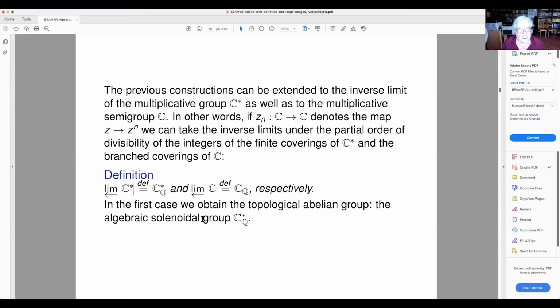It would be important to me to consider, instead of C star to the n, an action of C star to the n, actions of this. And well, let's name this C star Q. The Q is because this is actually the Pontryagin dual of the rationals cross R. So this is a nice name. So this is the solenoid.